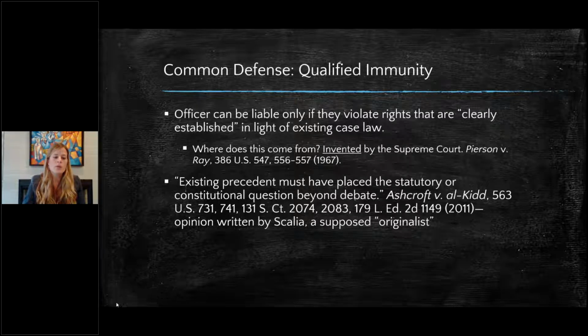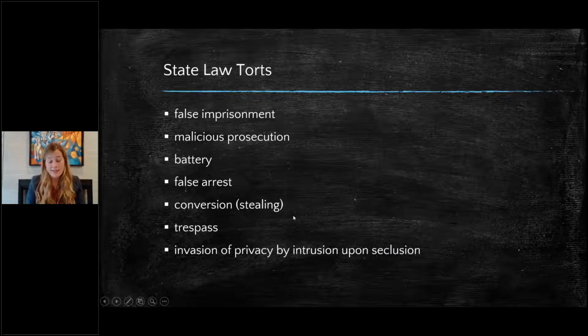Okay, so that's a federal case, the overview of the claims in a federal case. As I mentioned before, you always want to think about what state law torts you might have as well. Some common examples are false imprisonment, malicious prosecution, battery, false arrest, conversion, stealing, trespass, invasion of privacy by intrusion upon seclusion. You want to allege any tort that you can. Most of these are self-explanatory.